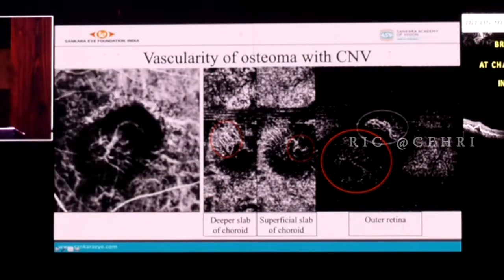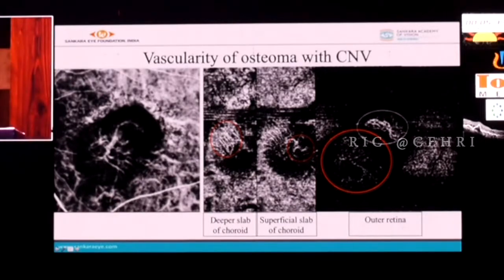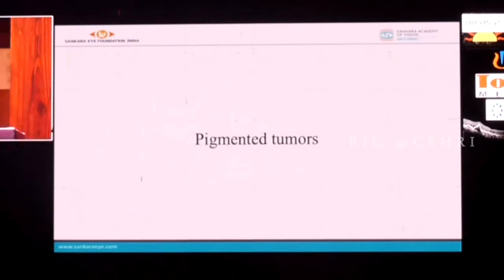In contrast, if you were to do an ICG, this deeper leash is not seen at all. So what you see in the superficial part of the choroid, as well as what you see under the retina, is what you see on the ICG. But the OCTA shows us the deeper part of this vascular network as well.